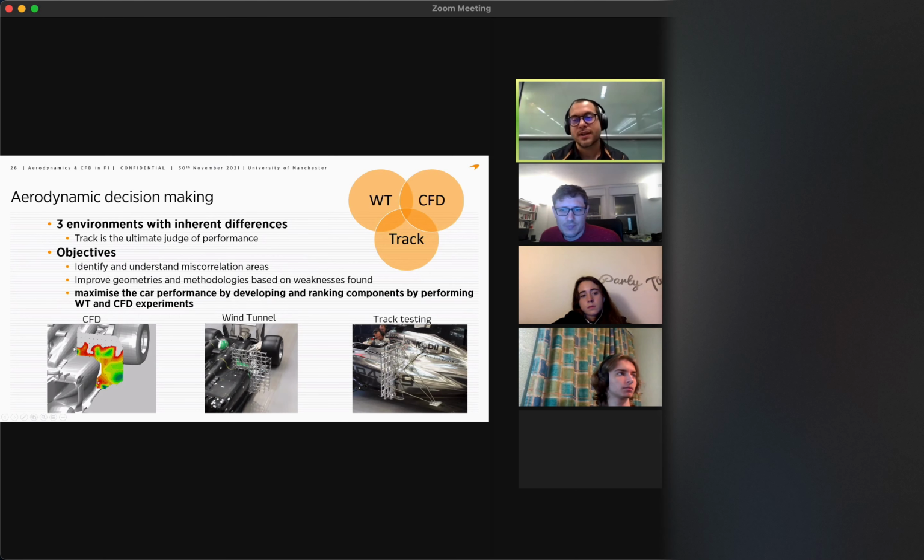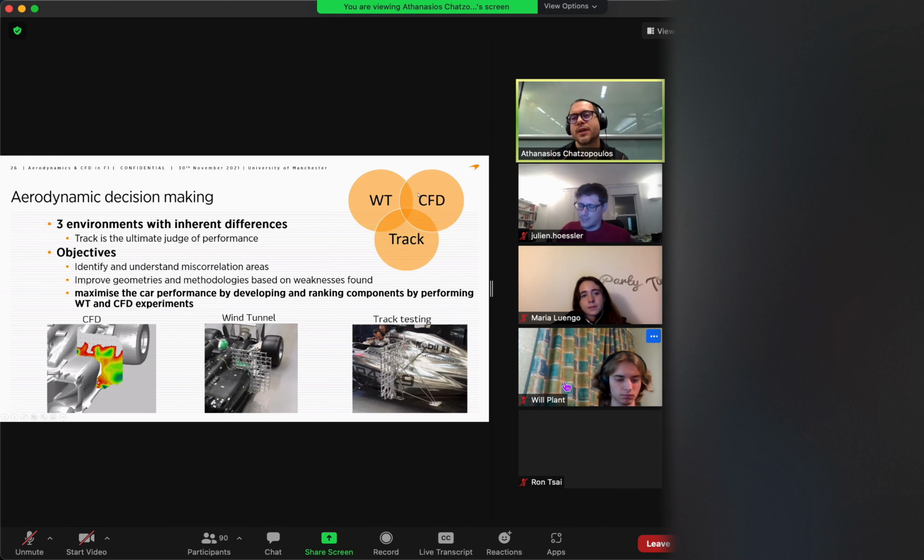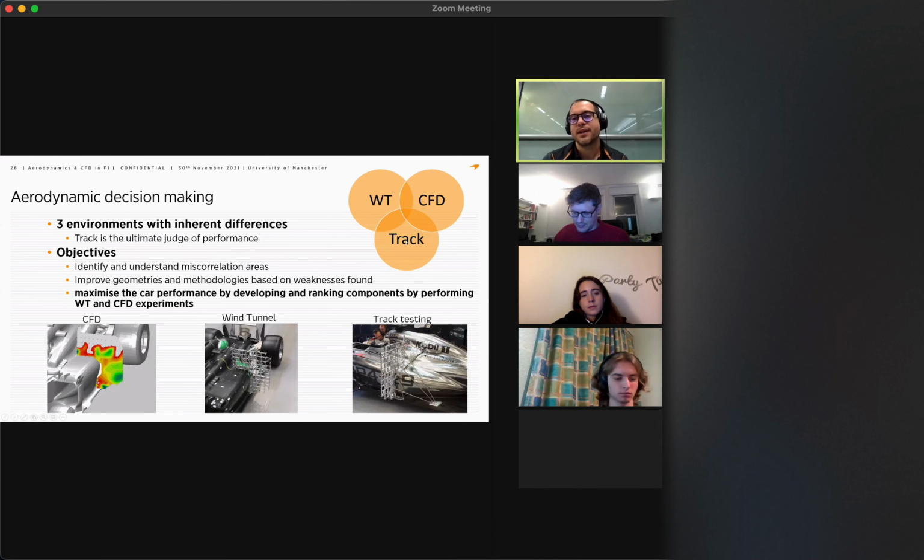And we talked about wind tunnel and track testing. Adam is going to continue later on with CFD, but the decision making is the following. You go from CFD to wind tunnel and track, and hopefully you are operating where these three environments meet. So this means that you get on track what you expect from your tools, and hopefully this is a better component.